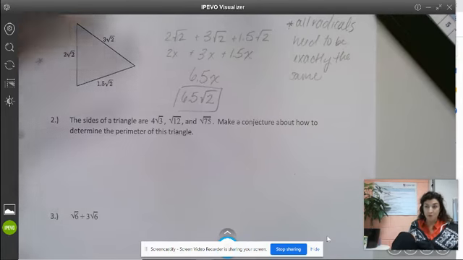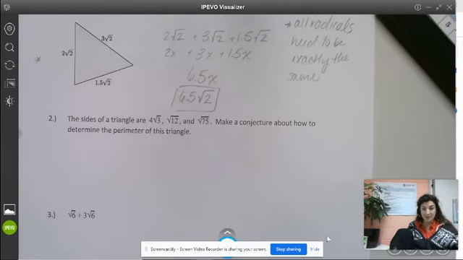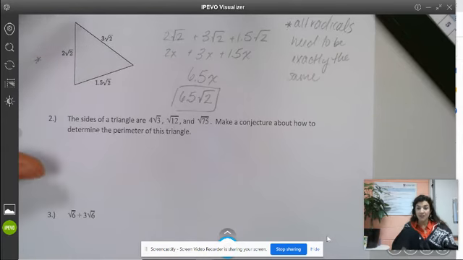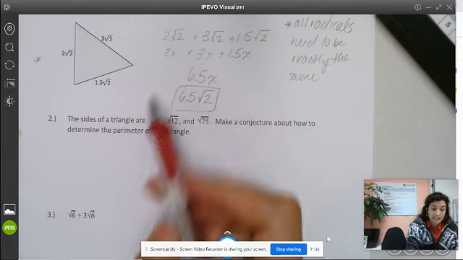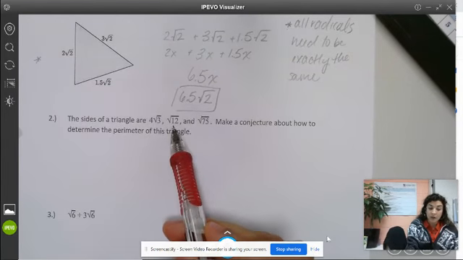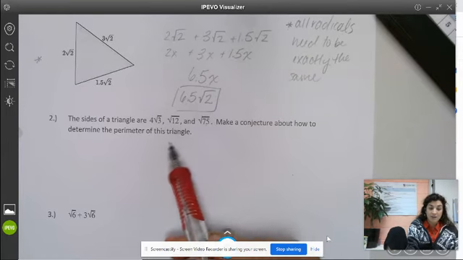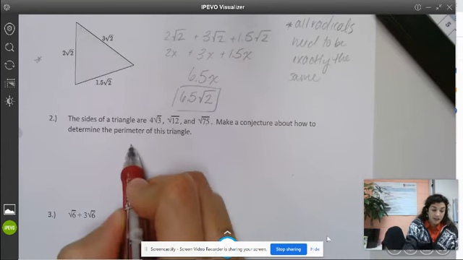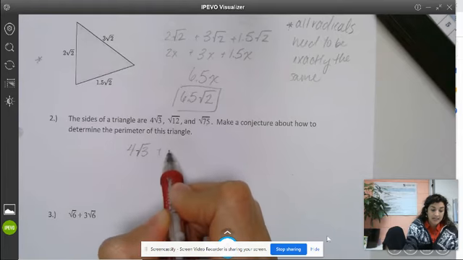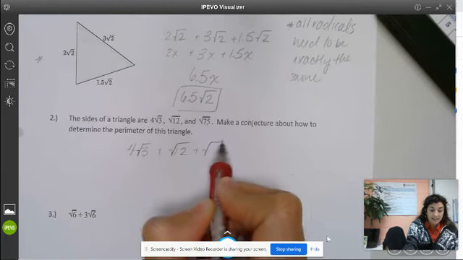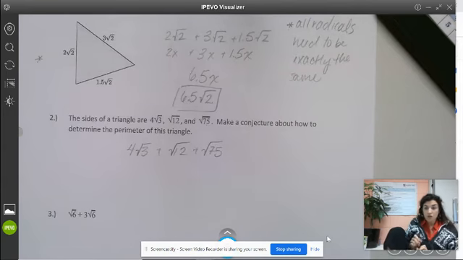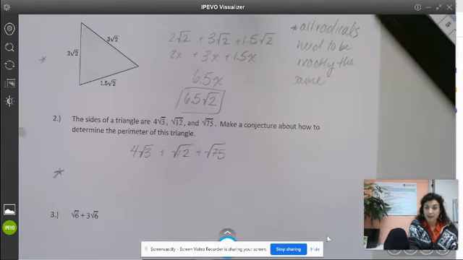Now, it won't always be as straightforward as this, of course, because we're in accelerated. Sometimes it needs a few more steps before you can get to the final completion of your problem. So for instance, the sides of a triangle are 4 square root of 3, square root of 12, and square root of 75. Make a conjecture about how to determine the perimeter of this triangle. If we wanted to add these side lengths together, how would we do this? What do you think our first step is going to be here?